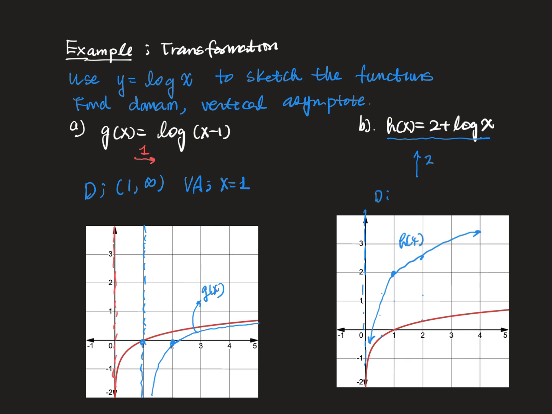The domain doesn't change, (0, infinity). The vertical asymptote doesn't change, x equals 0. Okay, that's how to transform a log function. But keep in mind, when you translate left and right, the domain and vertical asymptote are going to change, guys.